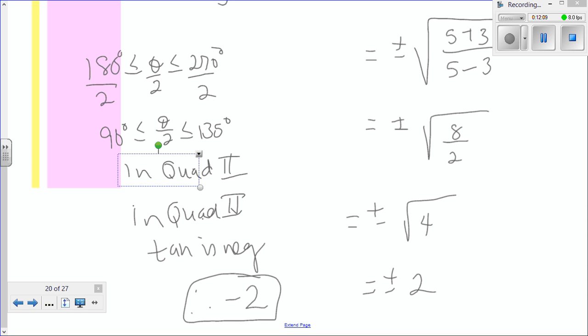The hardest part about the half angles is if you start out in quadrant 3 or 4, you have to determine whether your answer is positive or negative. If you start out in quadrant 3 or 4, you'll end up in quadrant 2. If you start out in quadrant 1 or 2 and you take half the angle, you end up in quadrant 1. So something to think about. But that is it for half angles.